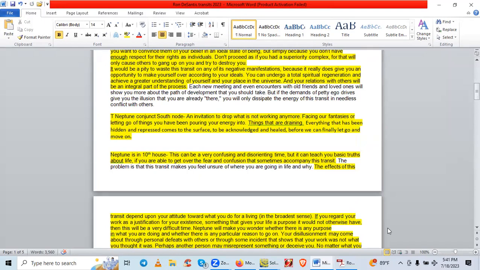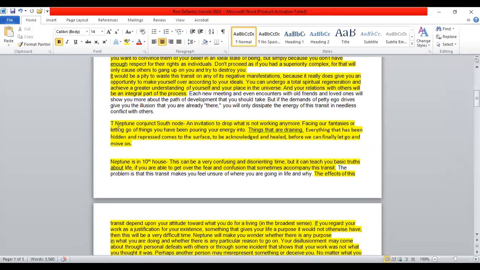Again, I got these things from Robert Hand's book. All right, natal or transiting, I put T, transiting Neptune is conjunct the south node. An invitation to drop what is not working anymore. Facing our fantasies or letting go of things that you have been pouring your energy into. Things that are draining. Everything that has been hidden and repressed comes to the surface to be acknowledged and healed before we can finally let go and move on.